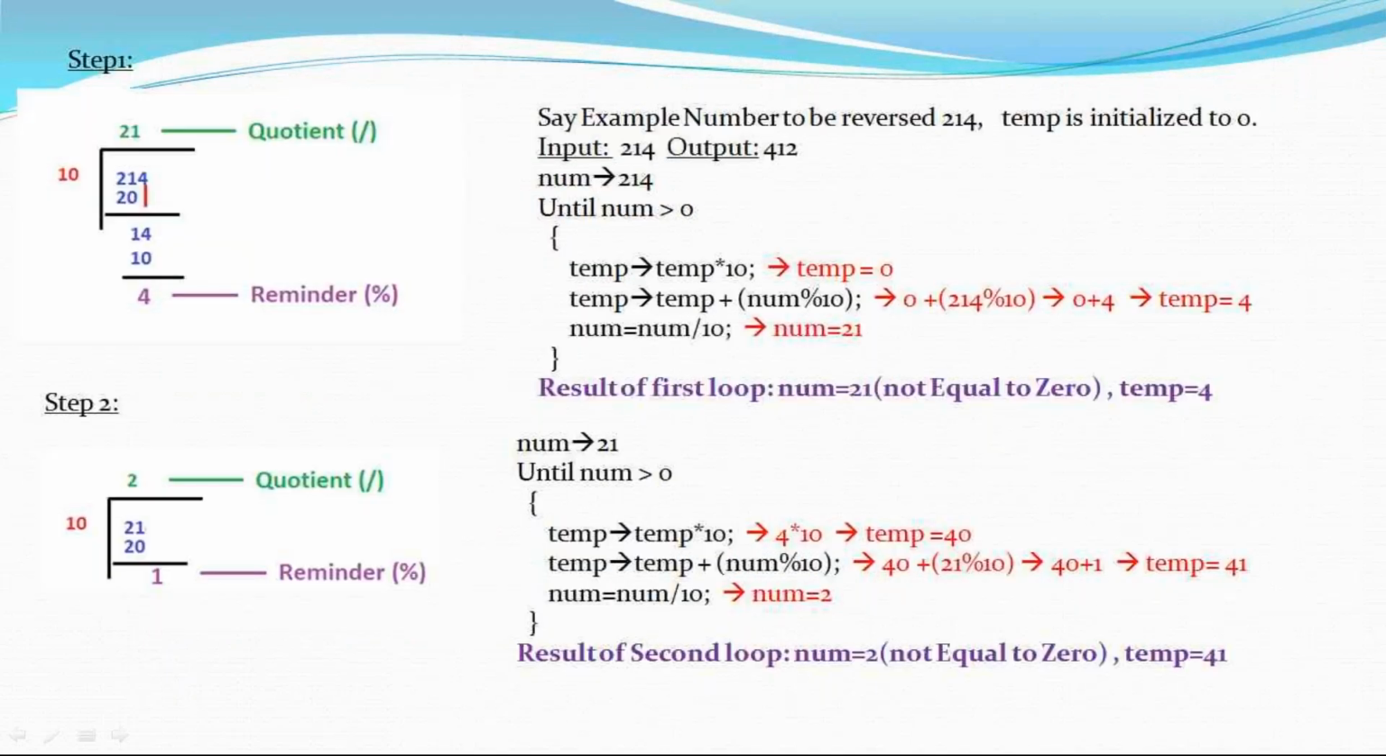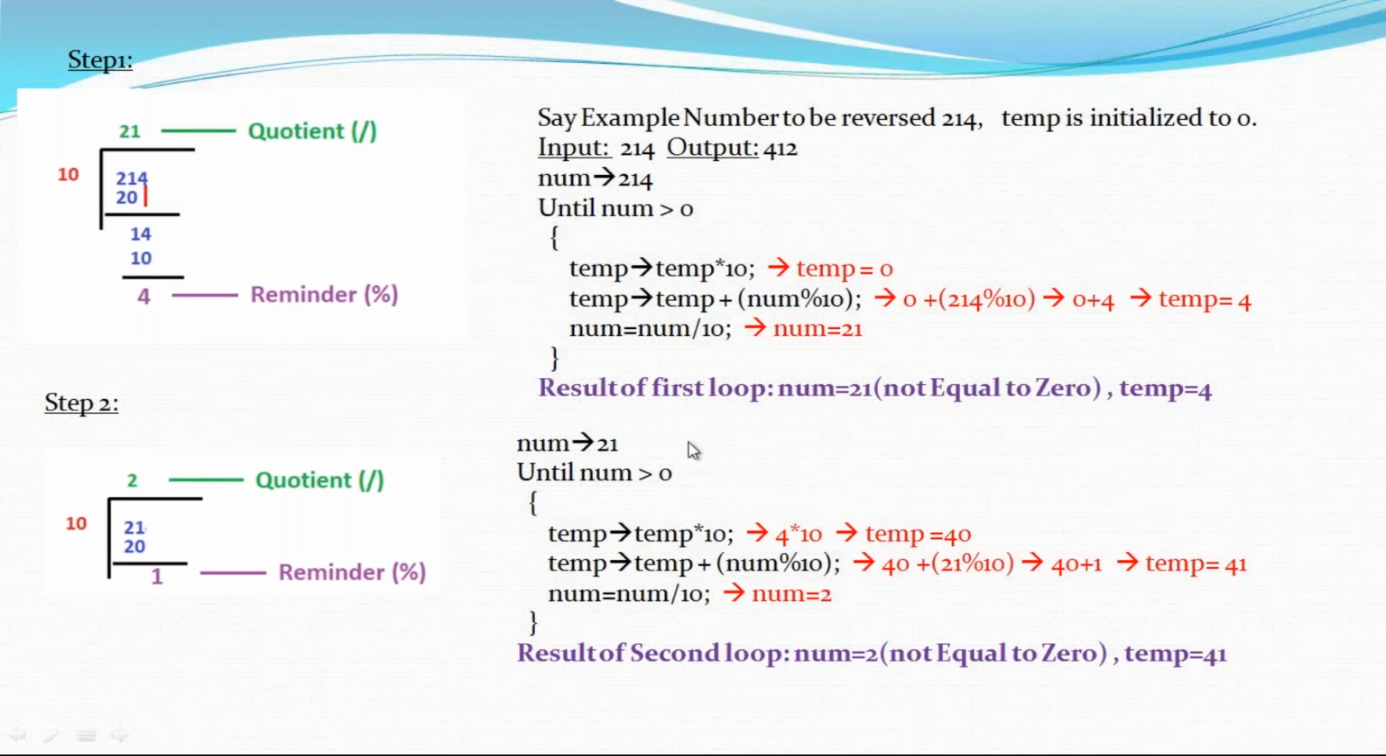We can see it with an example. For example, the given input is 214 and the output should be 412. As we said, temp will be initialized to 0. 214 is greater than 0, so this block will be executed now. Temp is equal to temp into 10, that is 0 into 10, so temp will be 0 at this point. Next, temp is equal to temp plus num mod 10. Num mod 10 will be 4. So 0 plus 4 gives us 4. Then num is equal to num divided by 10. This is 214 divided by 10, which gives us 21, which is greater than 0.